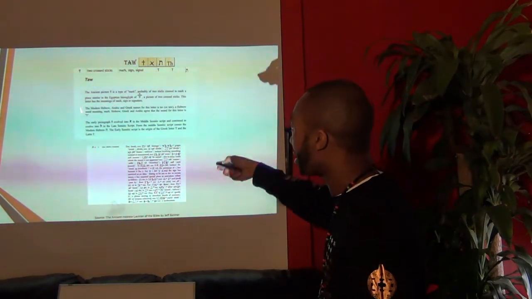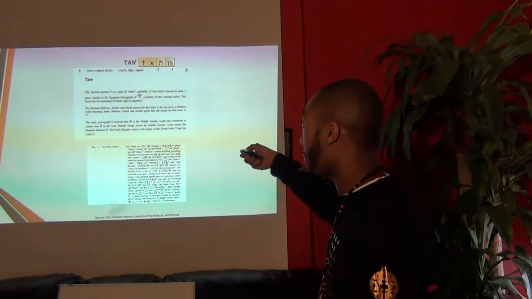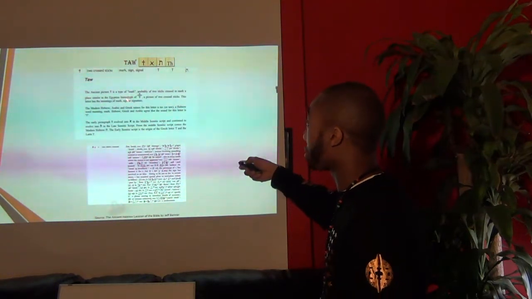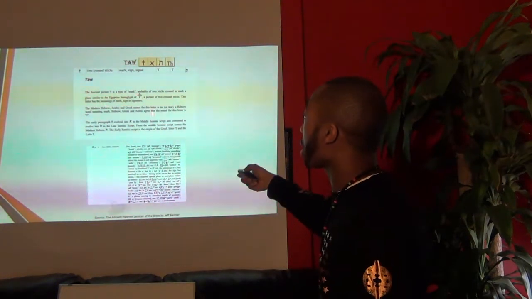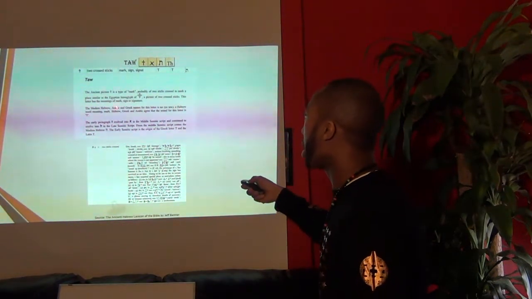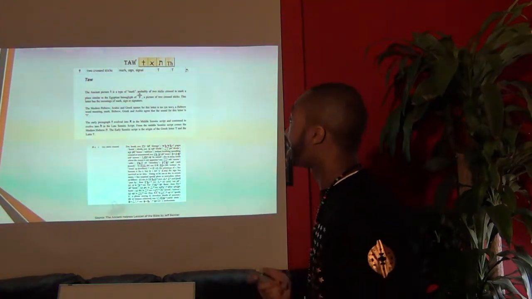to mark a place, similar to the Egyptian hieroglyph of what we see here. A picture of two cross sticks. This letter has the meanings of mark, sign, or signature. The modern Hebrew, Arabic, and Greek names for this letter is Tav, a Hebrew word meaning mark. Hebrew, Greek, and Arabic both agree that the sound for this letter is the T sound.